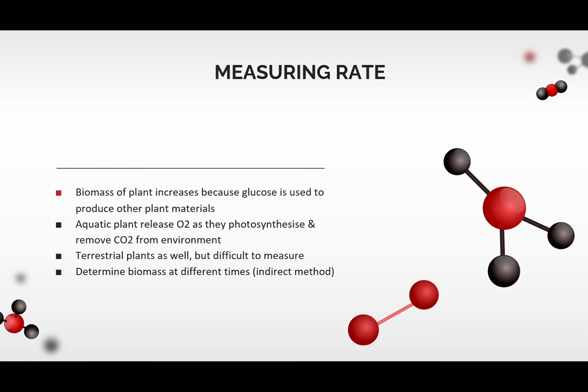The biomass of the plant increases because glucose is used to produce other plant materials, and aquatic plants release oxygen as they photosynthesize, as most plants, and the volume of bubbles that come out of the plants are measured over time. And aquatic plants remove carbon dioxide from the environment, so the pH value of the water rises, because carbon dioxide dissolving molecules makes a weak acid. And they can monitor the change in pH value over a period of time.